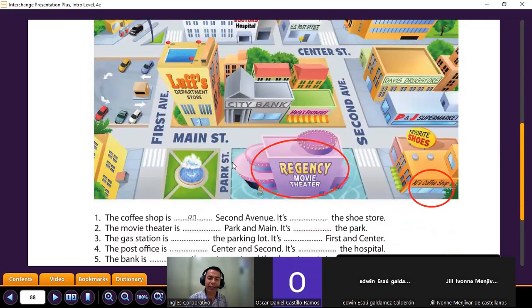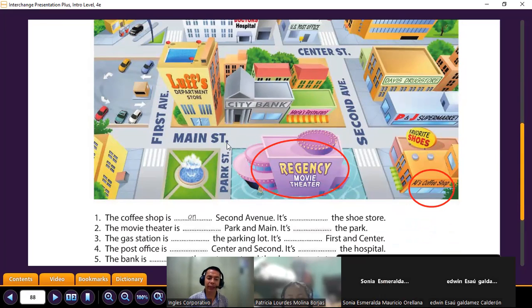The movie theater is on the corner of Park Street and Main. Park Street and Main, yes. And it's across from the park. Very good, right? Está en la esquina de la Park y la Main y enfrente del parque. Very good. Excelentoso. Ahora, the gas station.